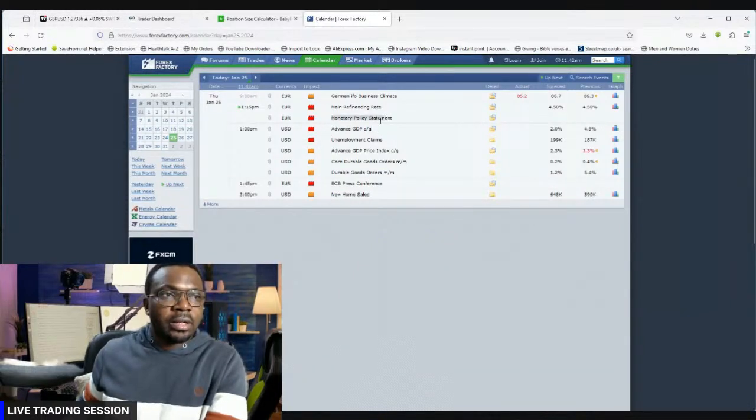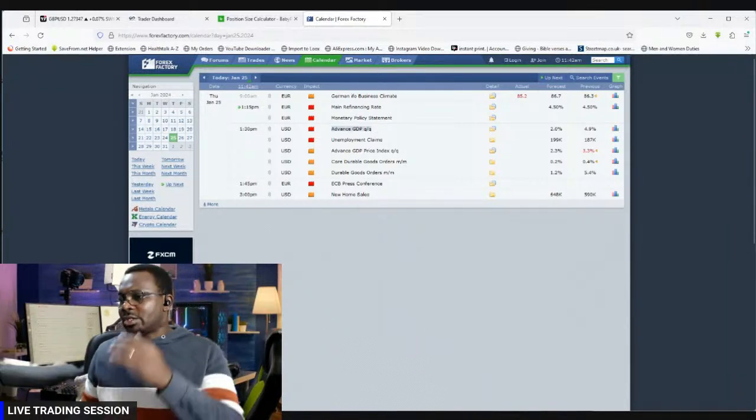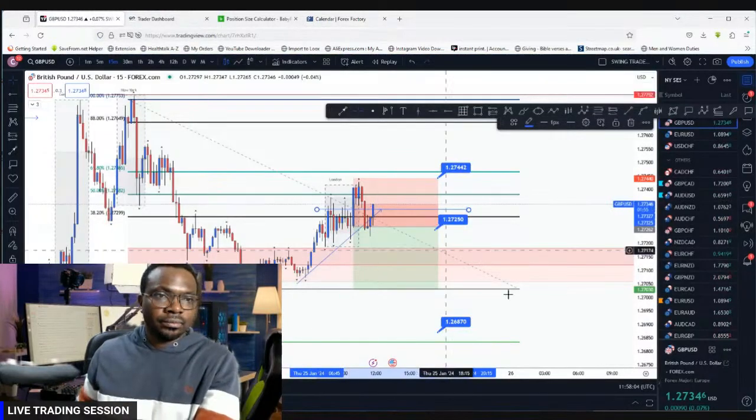This one is 1:15 and this one is 15 minutes later. So we are just about 12 o'clock, so there's about one hour left. I think that's why it's pushing up. That's the challenge we're having right now.